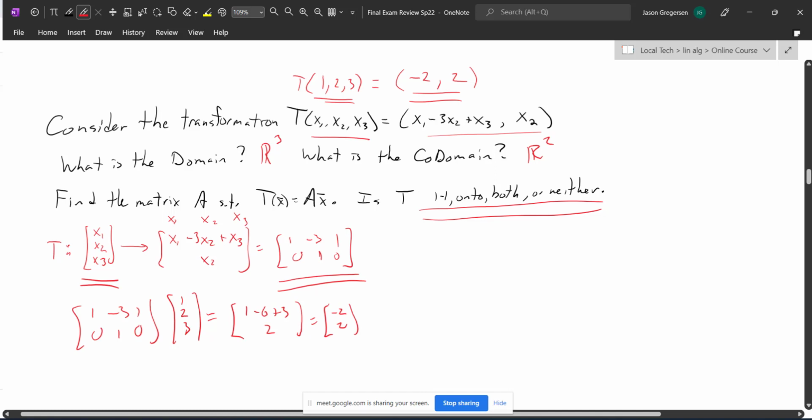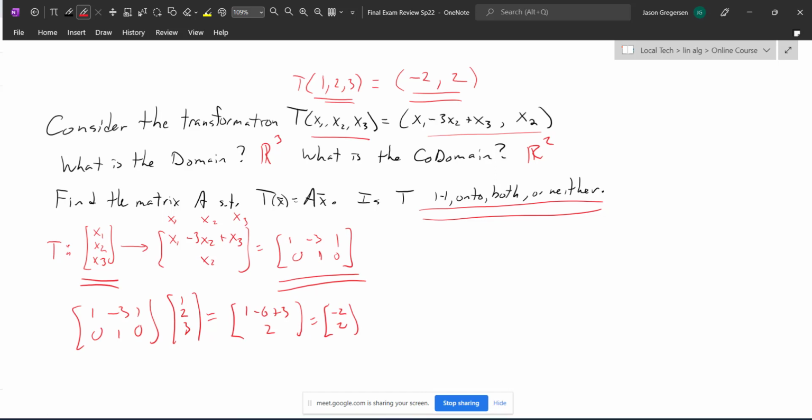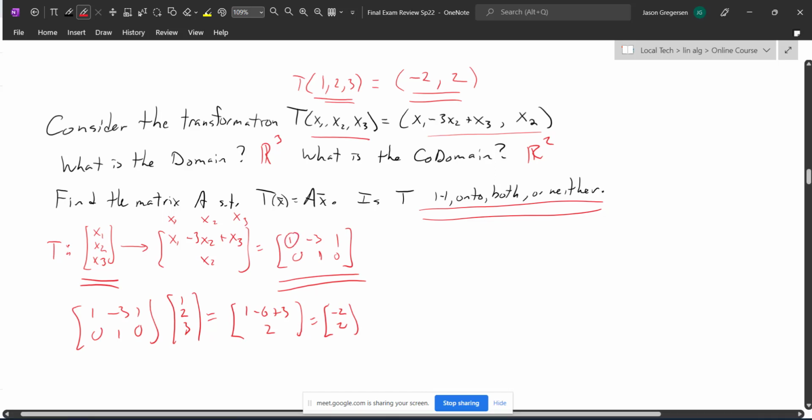Now to determine if it's 1 to 1, onto, both, or neither, I can once again reference the pivots. I have a pivot here, I have a pivot here. Because there's a pivot in every row, I know the transformation is onto. Because there's not a pivot in every column, I know the transformation is not one-to-one. So in this case, the transformation is just onto. Any questions here?